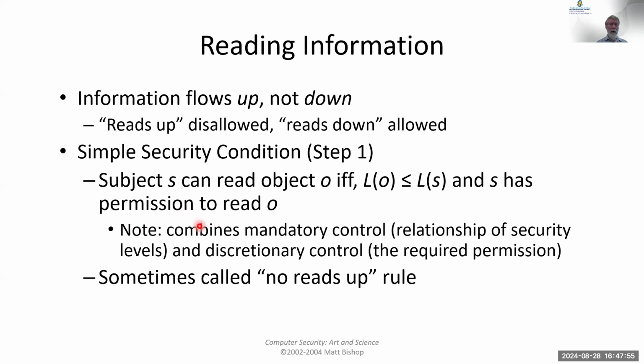So formally, a subject S can read object O if and only if the level of the object is less than or equal to the level of the subject, and S has permission to read it. That's the discretionary control. So as far as the Bell-LaPadula model goes, a subject can read an object if and only if the level of the object is less than or equal to the level of the subject. And that's generally referred to as the no reads up rule. Make sense? Very good on that one.